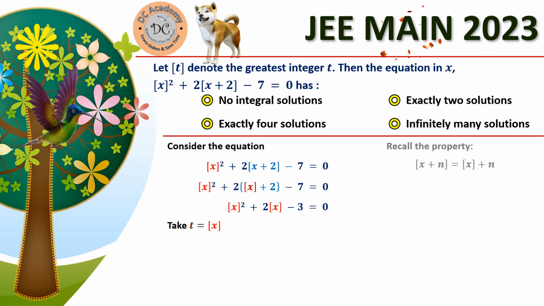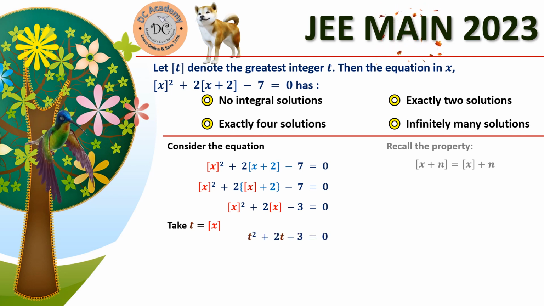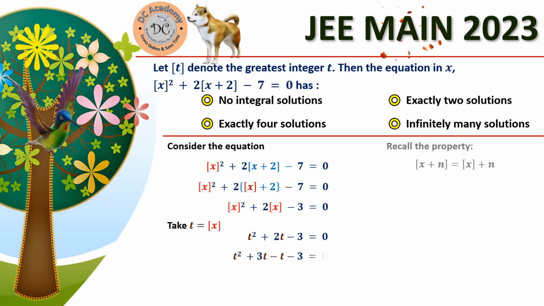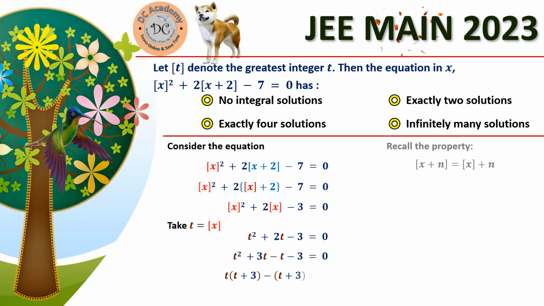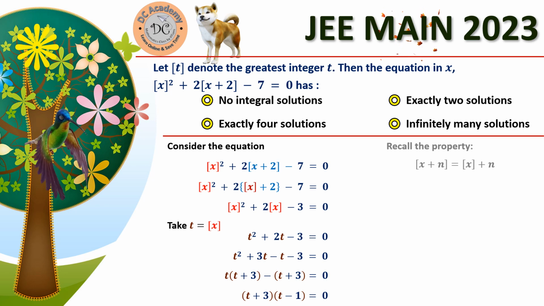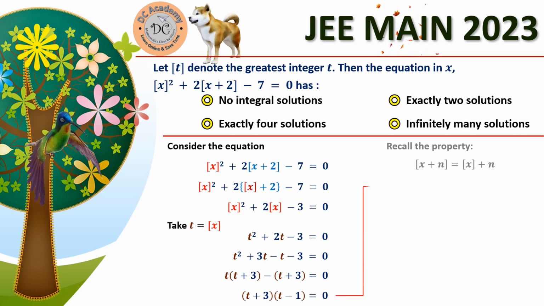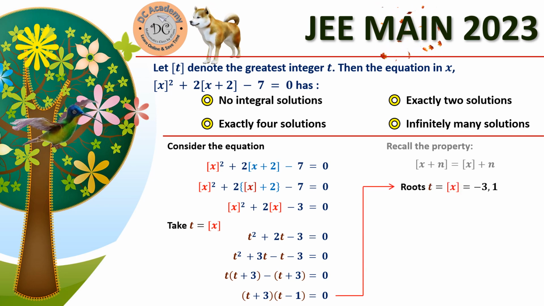Let us consider t equal to floor of x. Therefore, the given equation will be reduced to t squared plus 2t minus 3 equal to 0. Now, this equation can easily be solved by middle term factorization. Let's factorize using the middle term. It will be t plus 3 multiplied by t minus 1. Therefore, the roots of this equation are floor of x equal to minus 3 and 1. That's it. Let's go ahead.